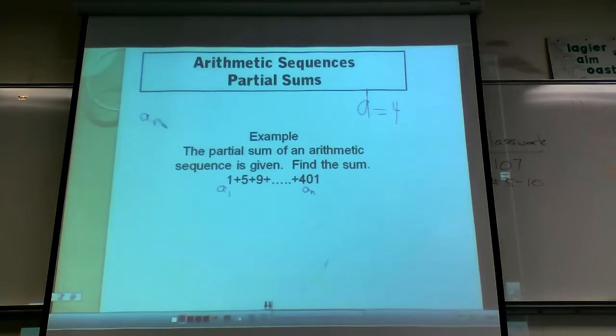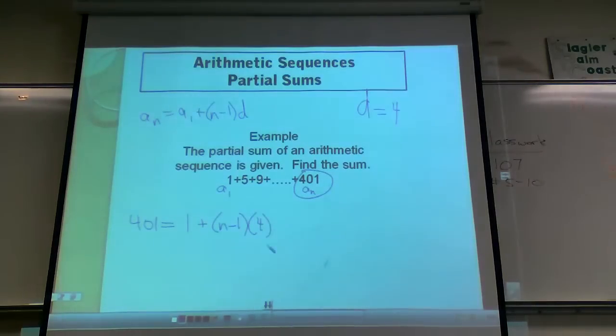I know my formula again for the nth term goes a sub 1 plus n minus 1 times d. I know that's my a sub n, so I can technically take that, plug in 401. First term is 1. And I know my common difference is 4. Okay, I can solve that out. It's a basic linear equation.